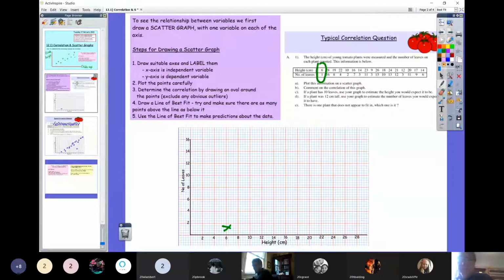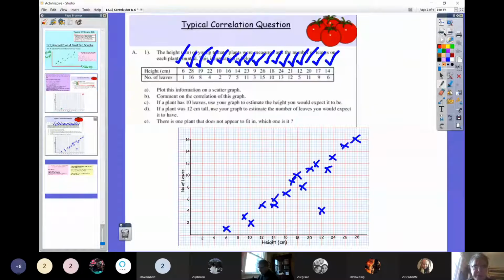Let's try and change colour now. Okay, so it's got a height of 28 and 16 leaves. So that's quite an old one. There we go. And I would just go and plot all of these plants, all of these points. Okay, so how to draw a scatter graph? Well, we work our way along and draw all the points on the graph. And you will see on the next slide that I've already done that ready for us when we turn over.